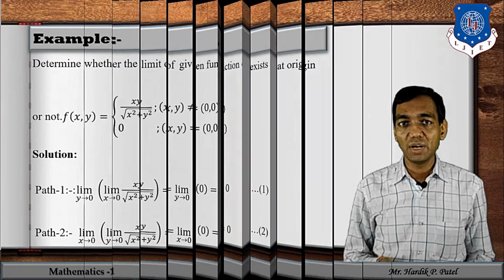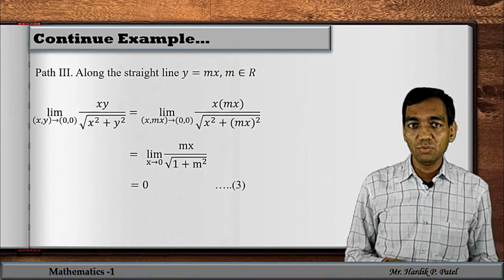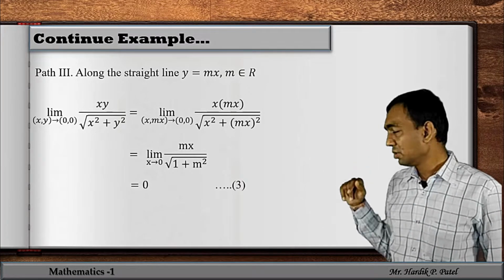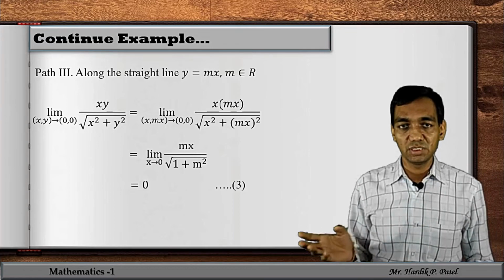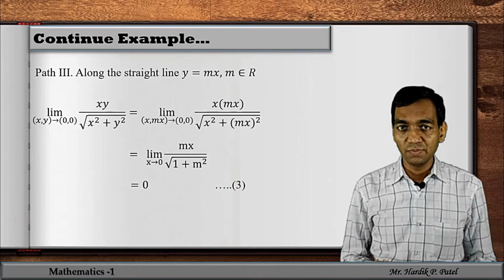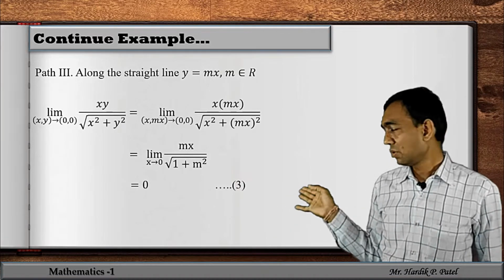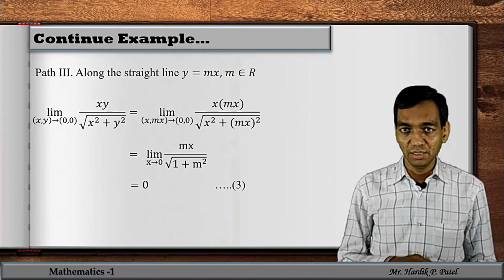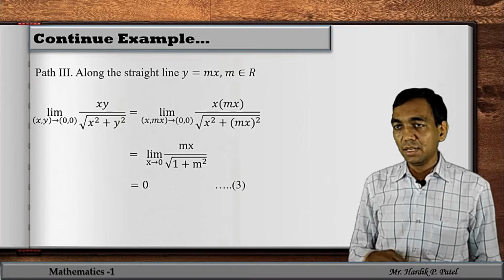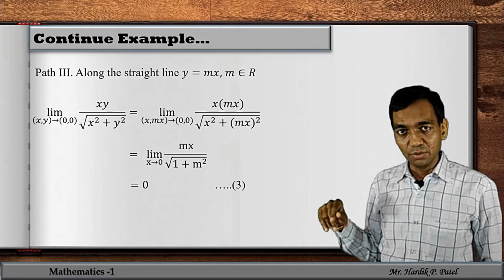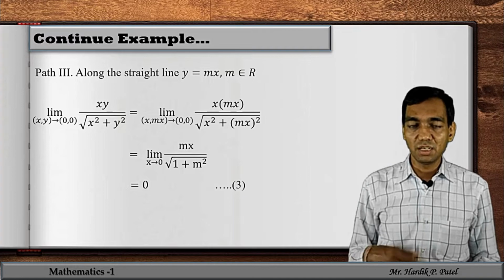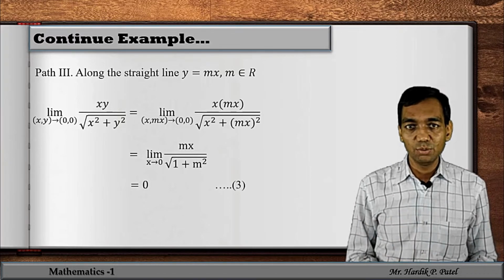So we are going to put now y is equal to mx. Now for the path y is equal to mx, you will have limit (x, y) tends to (0, 0) of xy divided by under root of x square plus y square is equal to limit (x, mx) tends to (0, 0) of x into mx divided by under root of x square plus mx whole square. So x square is common out from the denominator, x cancels out, and that will give you mx divided by under root of 1 plus m square. So if you put the limit, then again it has a value 0.